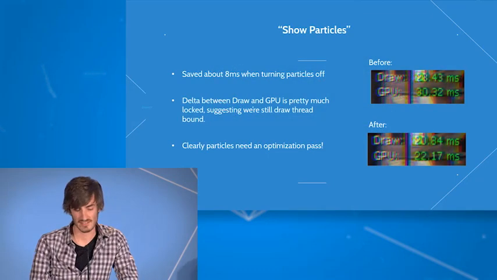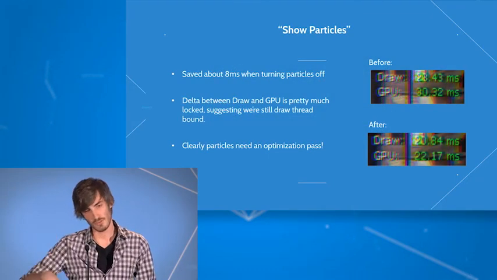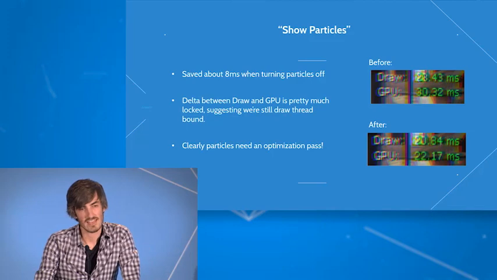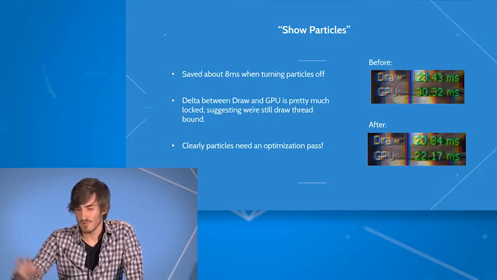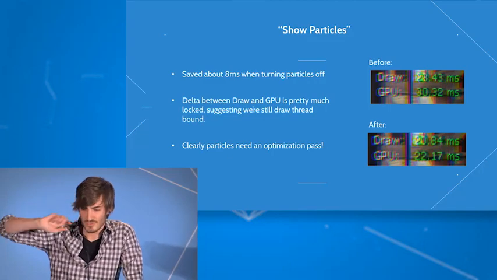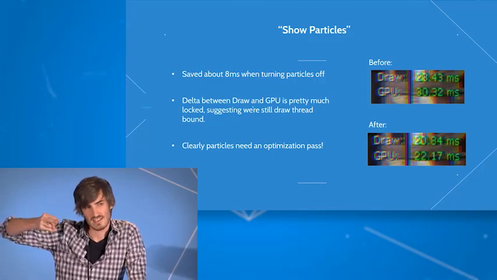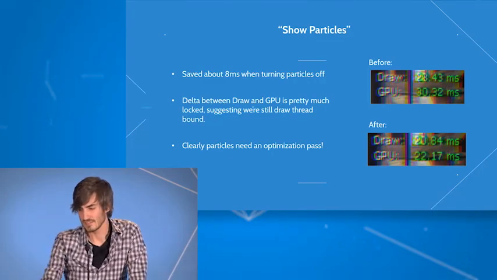Show particles is exactly the same thing. Take the next step, toggle them on, toggle them off. And we see that there's 8 milliseconds in particles. That's exactly what our stats told us before. But the most important thing to see here is that the delta between the draw thread and the GPU is actually exactly the same, even though we saved 8 milliseconds. So that means we're render thread bound. So that's what we need to be working on for now.